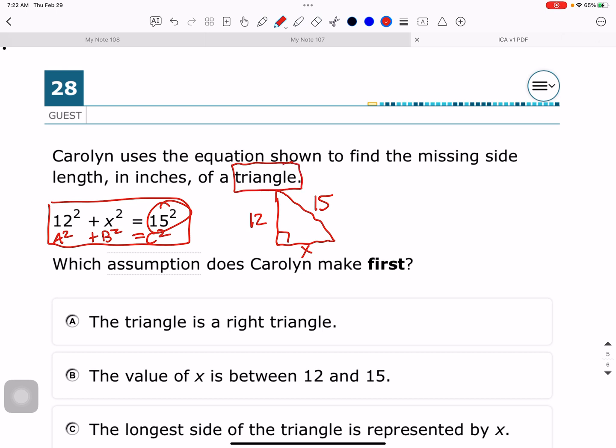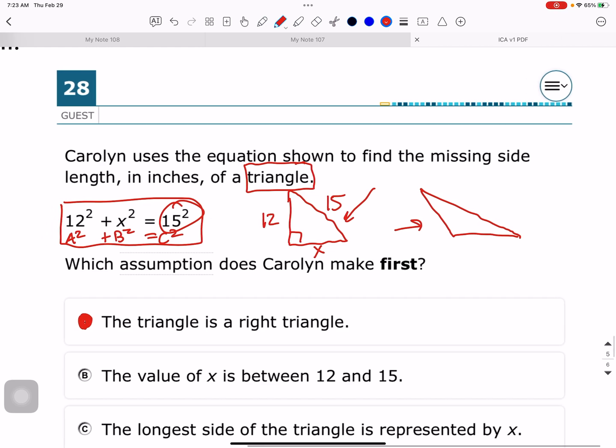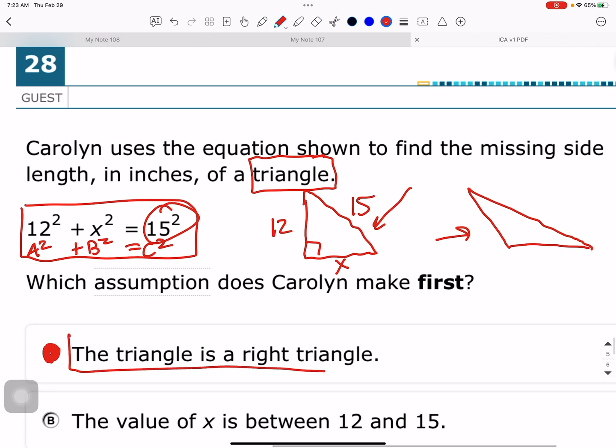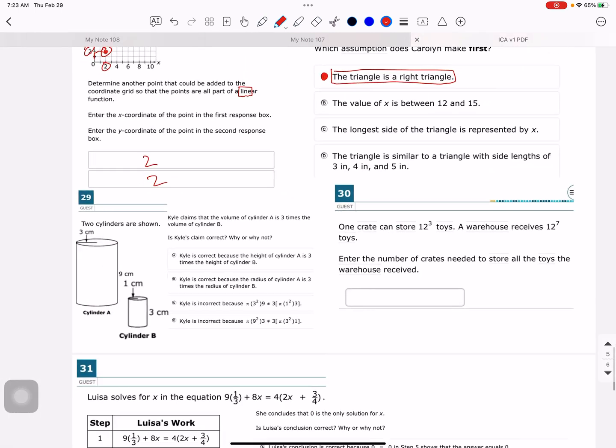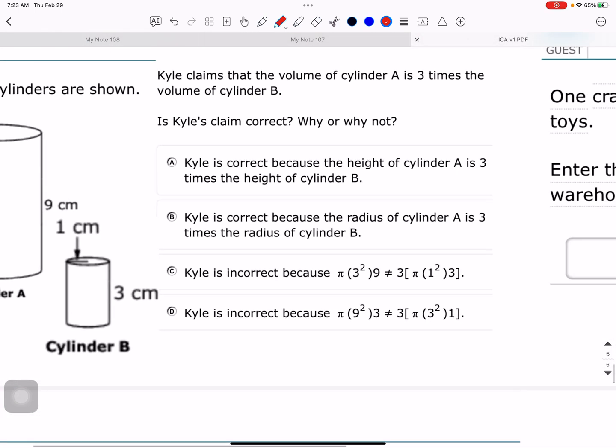Carolyn makes the assumption that it's a right triangle because she used that formula, even before she did any math, because you can't use this on triangles like this. It has to be a perfect right triangle. So before she does anything, if she's going to use a squared plus b squared is c squared, she made the assumption that the triangle was this. Maybe it was, maybe it wasn't. I don't know.